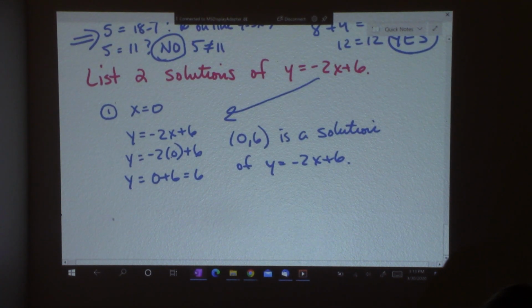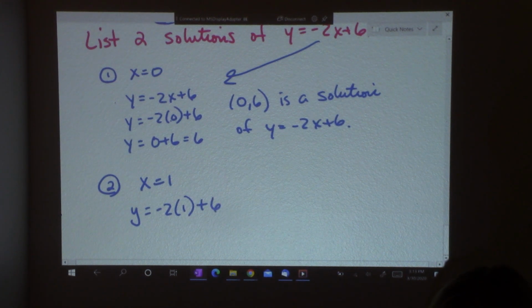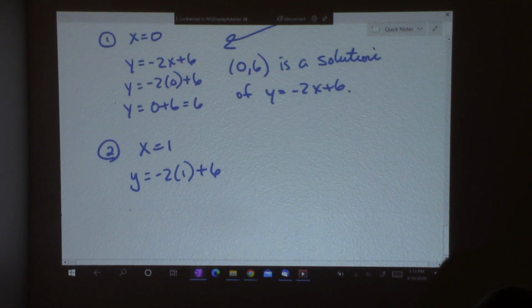All right, number 2, I'm going to choose x equals 1 because that's easy. I hope that even though I'm going kind of fast, you've tried all these, so you're actually just checking your work. And if you find where you've made a mistake, you can pause the video and fix it. Okay? So I have negative 2 plus 6, which is 4. So that means 1, 4 is also a solution.